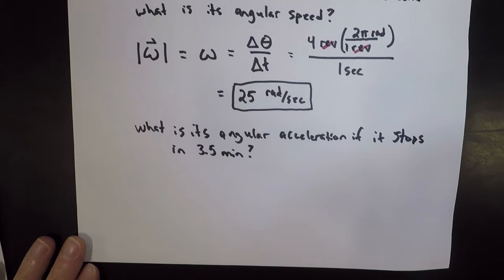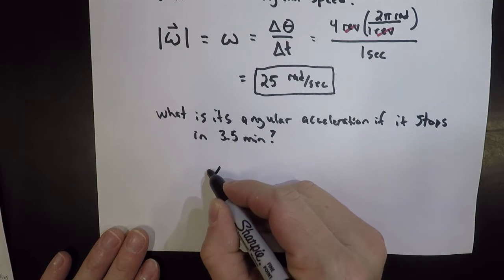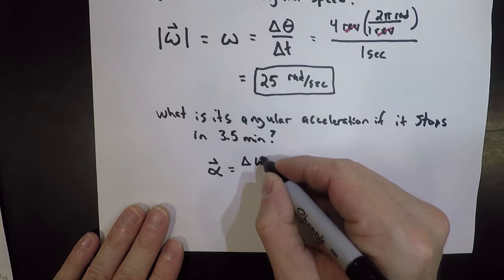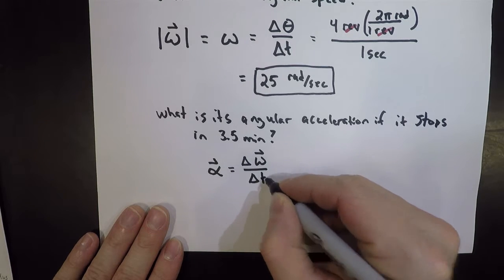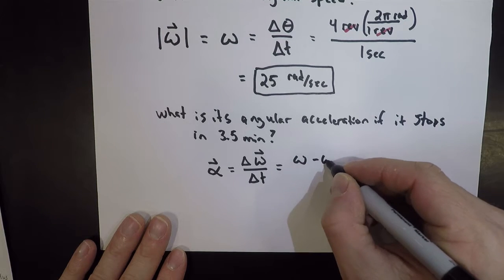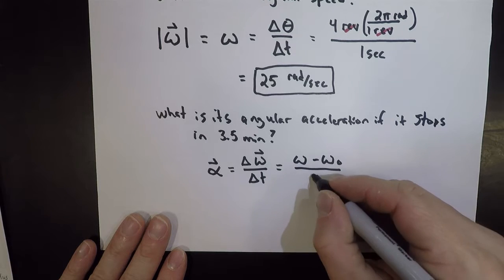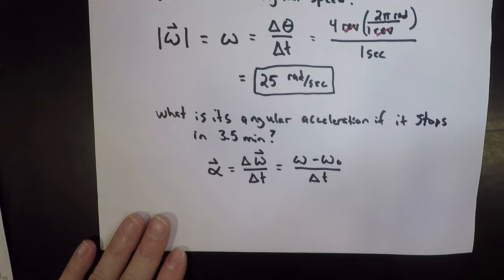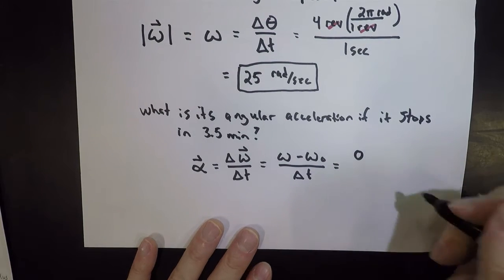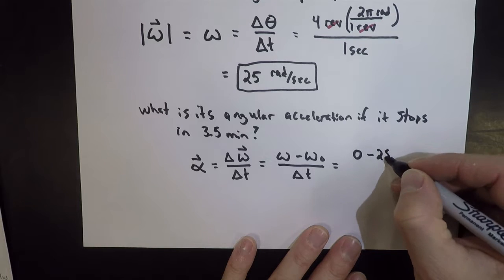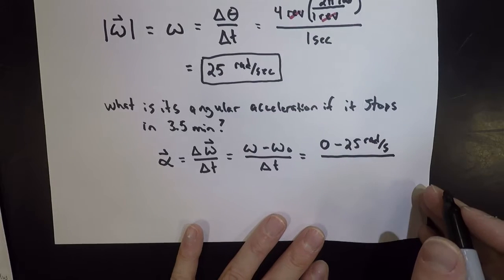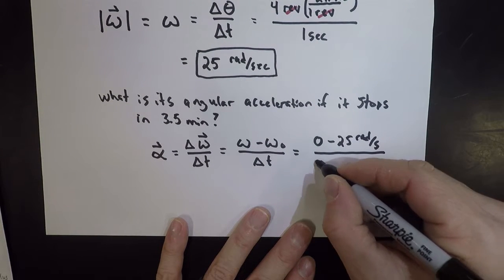Well, what kind of angular acceleration are we talking about here? So now we're looking for alpha, our average angular acceleration. It's going to be my change in angular velocity, delta omega over delta t. Okay? So this will be my final angular velocity minus my initial, divided by the time interval in which this occurs. Okay. So if it's going to spin to rest, the final angular velocity is going to be 0. My initial is the 25 radians per second. And then the amount of time that it takes to do this is 3.5 minutes.